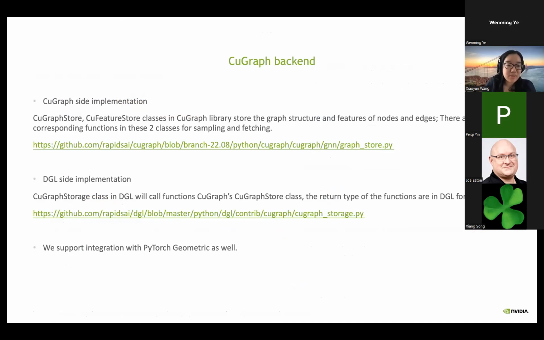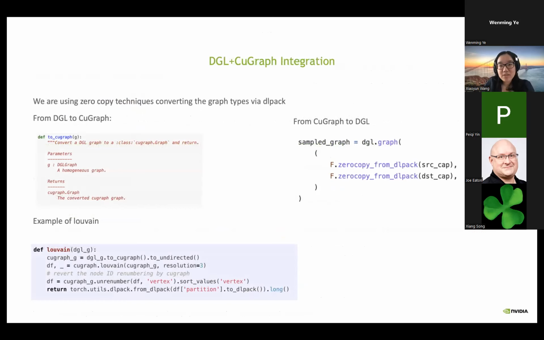And we also support the integration with PyG. To support that, we also have some conversion functions between DGL and cuGraph. We are using DLPack, which supports the zero copy technique to convert the graphs between the two frameworks.